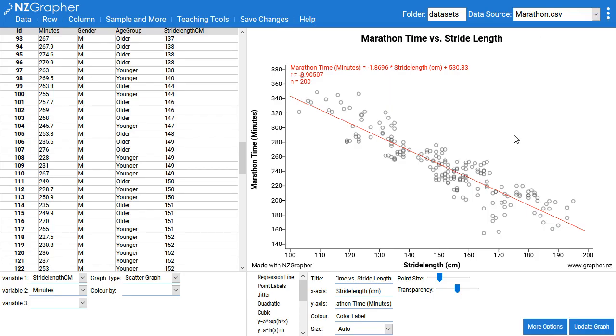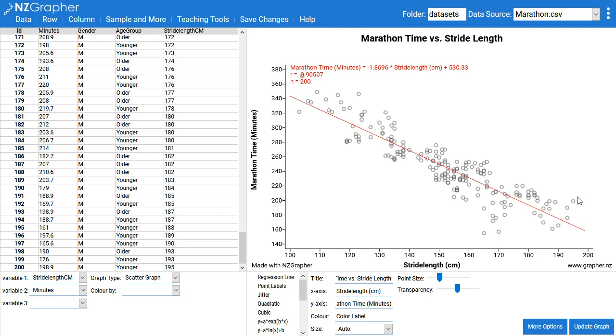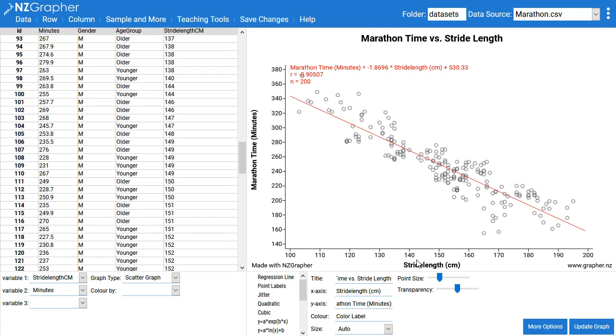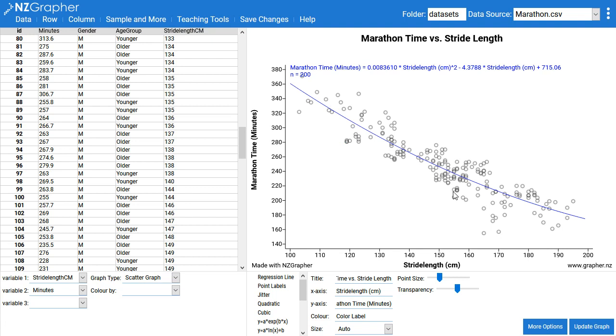So just bringing this data plot onto NZ-Grapher, we've got the linear plot here, and we can see there are more data points above than below, and again this is for the high and the low ends of stride length. We can take the regression line off and put on a quadratic best fit line, and we can see that actually improves the fit here. The data points are evenly distributed above and below the line of best fit.